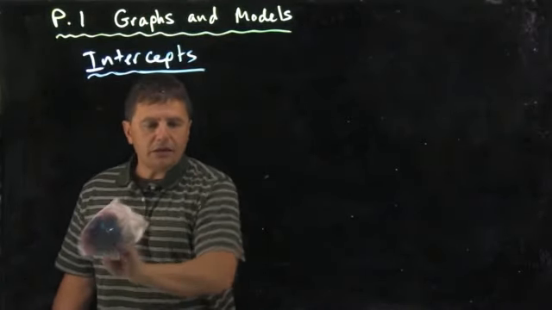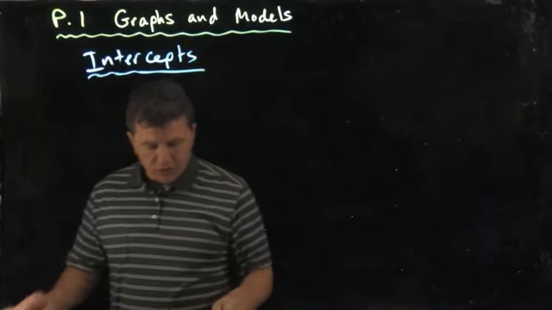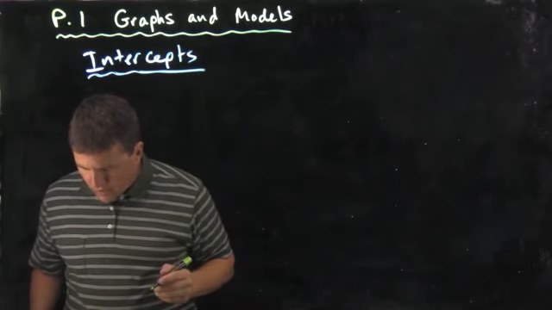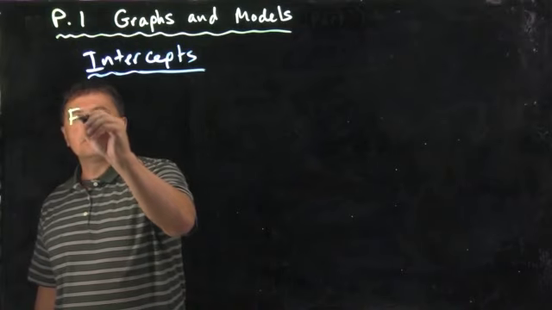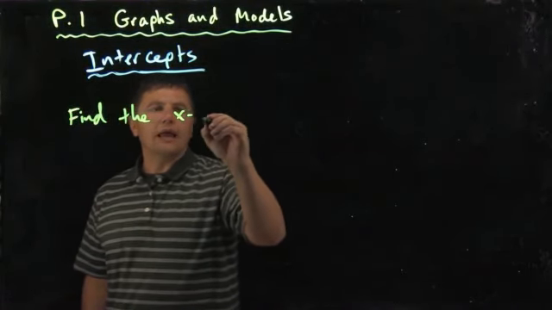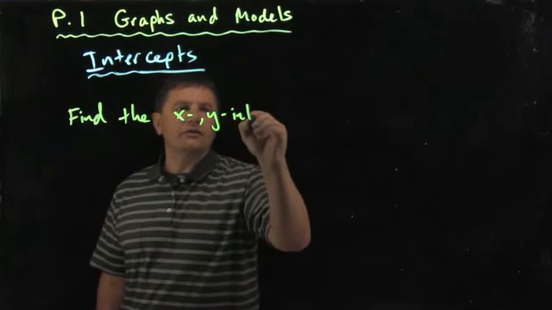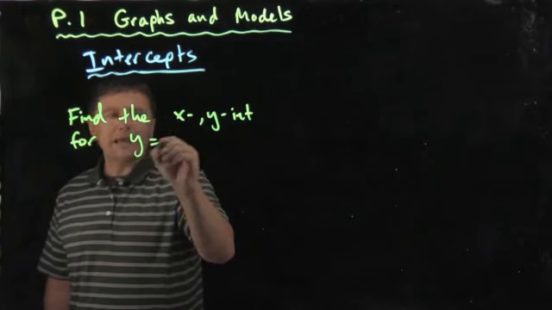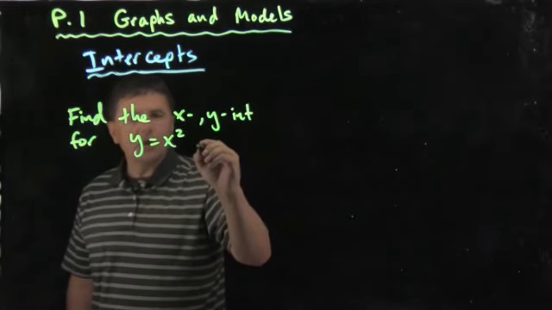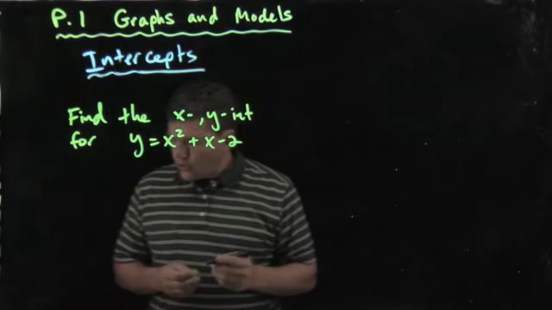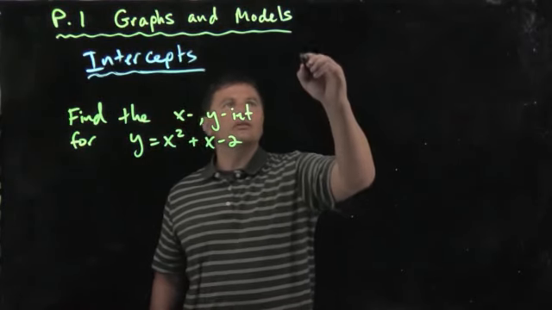So let's say we want to find the x and y intercepts for the equation y equals x squared plus x minus 2. Okay, so first of all, let's do the x-intercept.